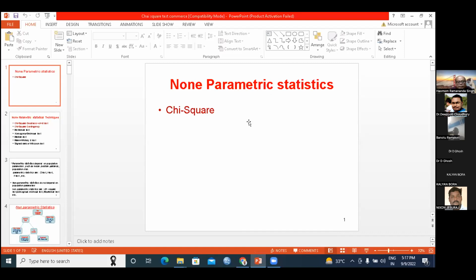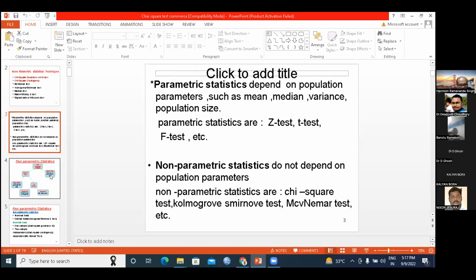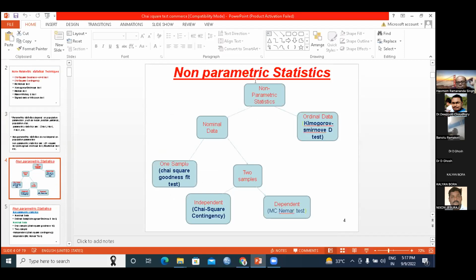So, see, non-parametric statistics, if you want to go for chi-square, these are all non-parametric statistics. It depends upon the data. Data can be nominal or ordinal. If the data is ordinal, then you have to apply Kolmogorov. But if the data is nominal, then you can go for the one-sample chi-square goodness of fit test, and for two samples you have to go for the independent contingency test. Or if the two samples are related, then you have to go for the McNemar test. This is the flow chart.